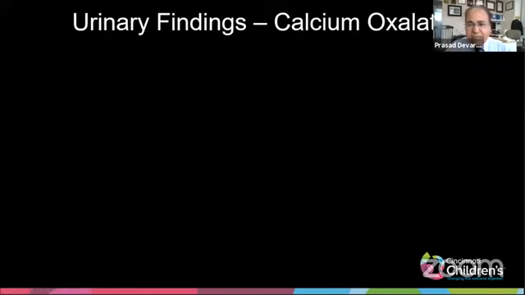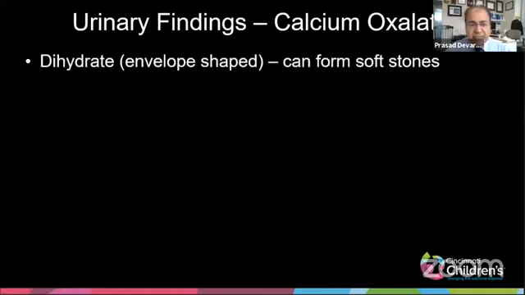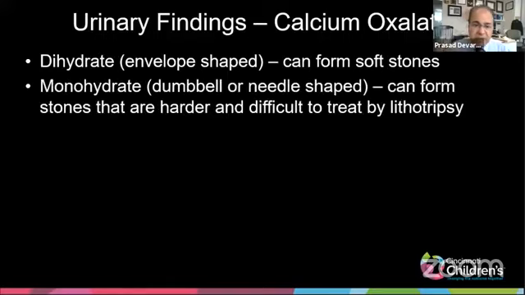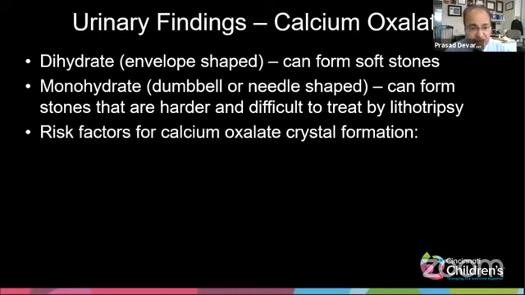Okay, so calcium oxalate. As I said, dihydrate, envelope shape, they can form soft kidney stones, so they're much easier to treat by lithotripsy, but the monohydrate crystals form stones that are very hard and they're much more difficult to treat by lithotripsy. So we got to think about risk factors for calcium oxalate crystal formation in this patient.